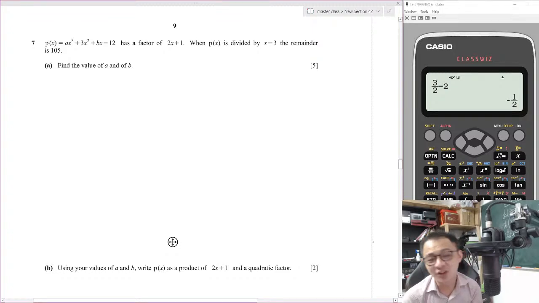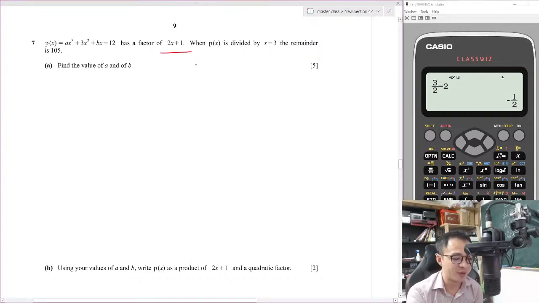So yeah, factor theorem, remainder theorem here. They tell you there is a factor 2x plus 1, and you have a remainder of 105 when you divide by this one.